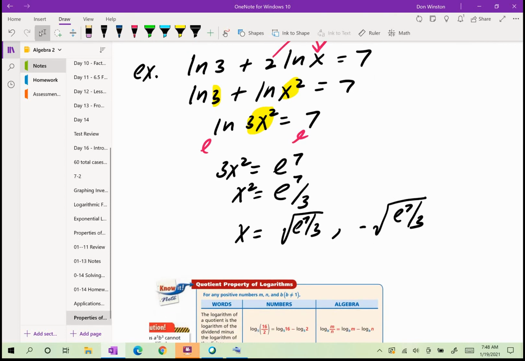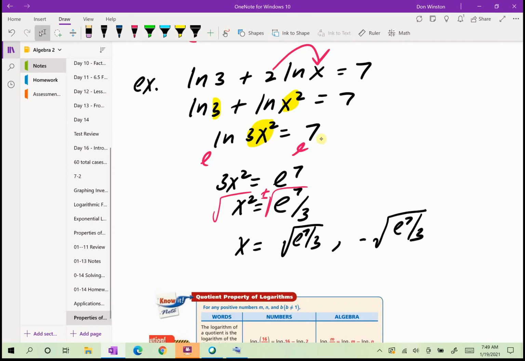And now I have to take the square root of both sides. So I get a plus or minus: positive the square root of e to the 7th divided by 3, and negative the square root of e to the 7th divided by 3. But I can't use the negative because the domain of a log function has to be greater than 0. x can't be negative.